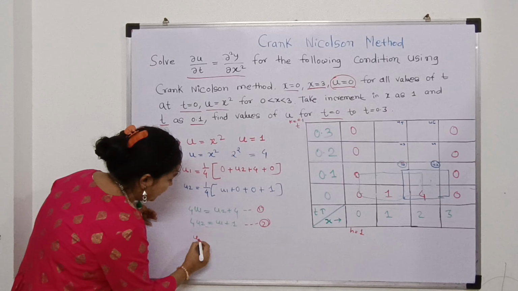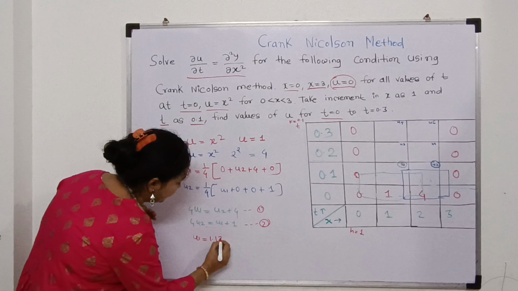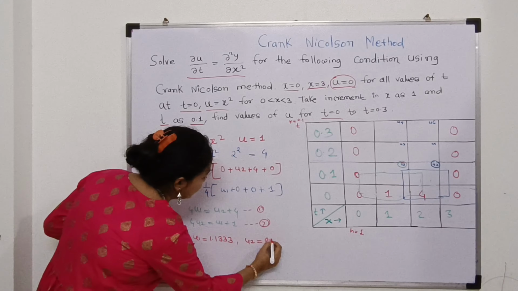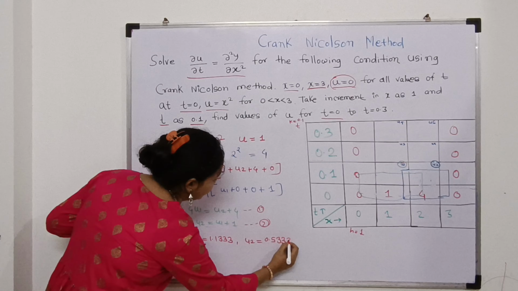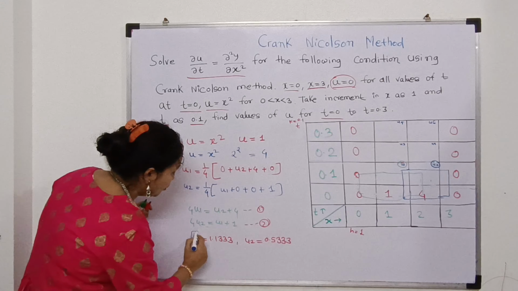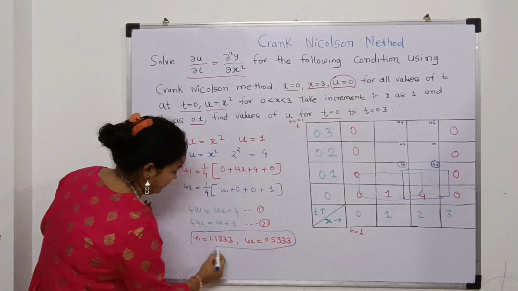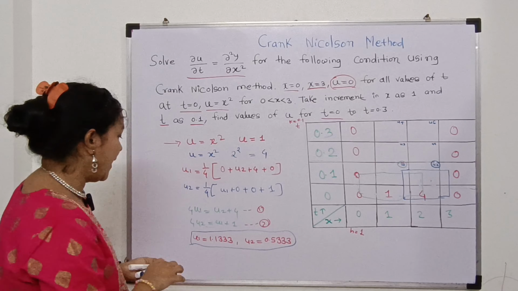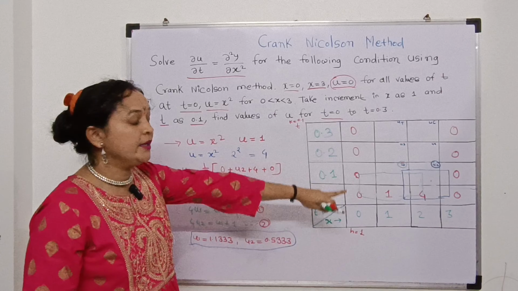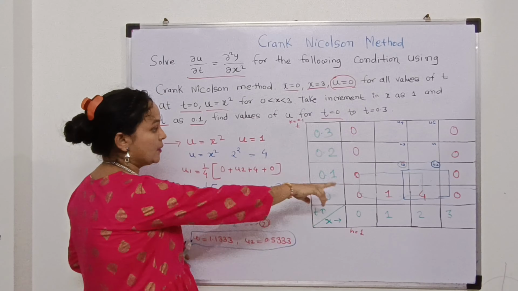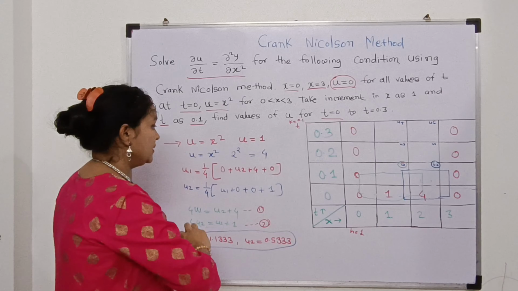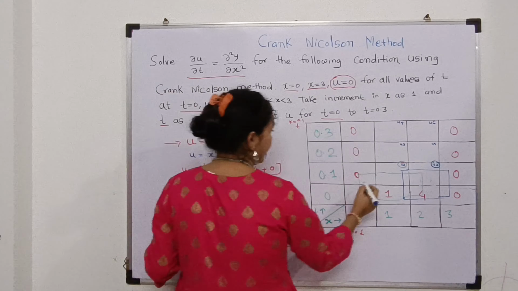So you are getting the u1 value become 1.133 and u2 value become 0.533, right? So these two values are for u1 and u2. Let us put these values into this table, because later you are supposed to calculate u3 and u4. At that time you are supposed to use the u1 and u2 values over here, right?